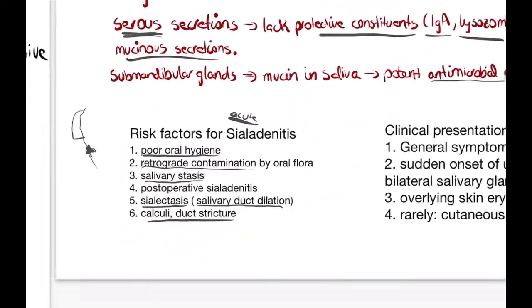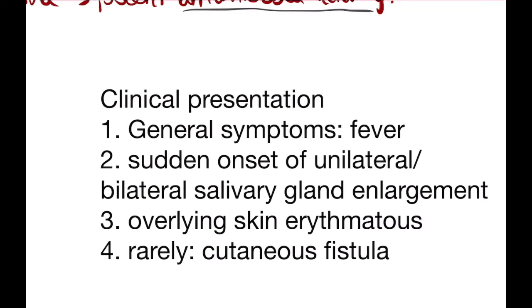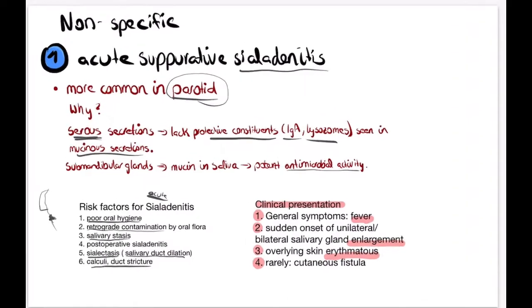And the next one is the clinical presentation. What are the clinical presentations? At first, general symptoms: fever. Then we have sudden onset of unilateral or bilateral salivary gland enlargement, and the overlying skin is erythematous. Rarely we have cutaneous fasciitis. So these are the general symptoms: fever, enlargement, and erythema.